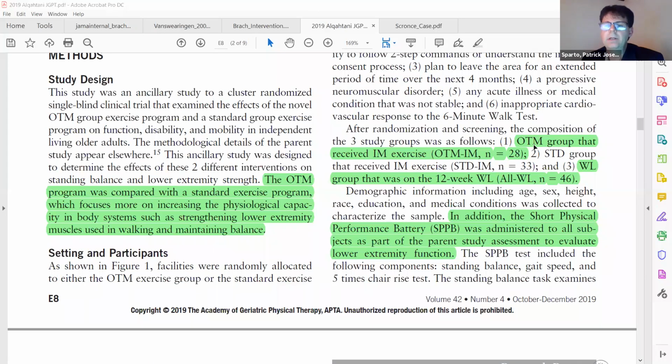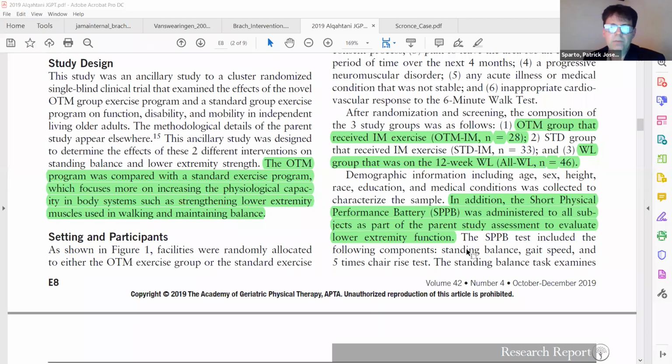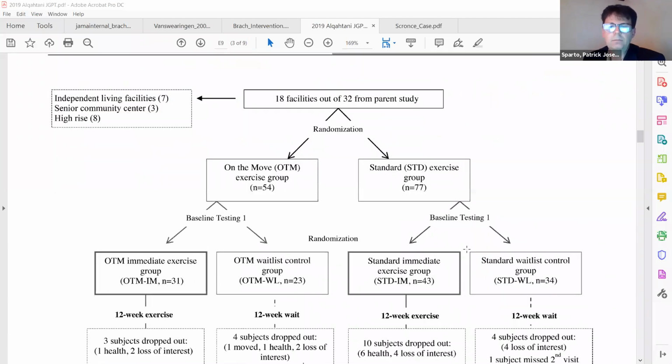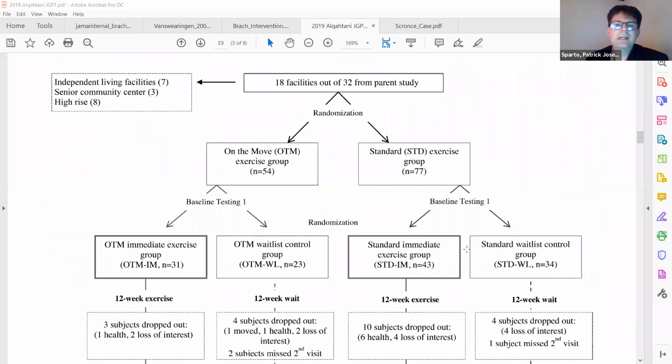And that's highlighted here in this second column. The on the move group that received the immediate exercise, and that's designated by the IM, and that was an N of 28. The standard exercise group that received exercise immediately, and that's N of 33. And then the waitlist group, in both cases, who were continuing on with their normal activities with an N of 46.